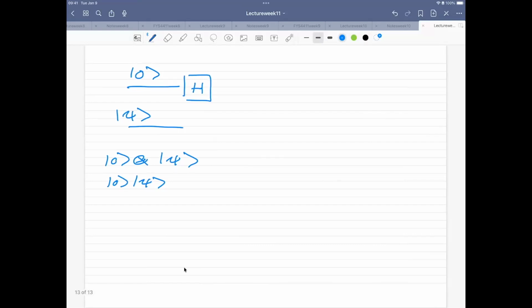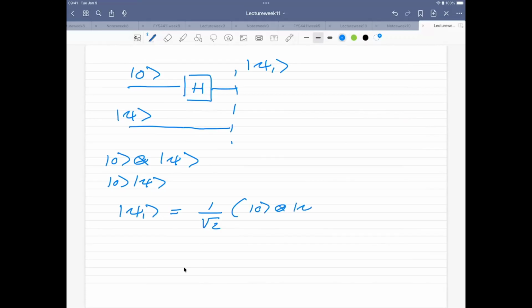So this will be the first operation which we are going to do now. This is the Hadamard. Let's call this state psi 1. It means that the state psi 1 is simply going to be given by a Hadamard acting on the first qubit, this ancilla qubit as it's also called, of 0 tensor product with psi, plus 1 tensor product with psi. Okay.